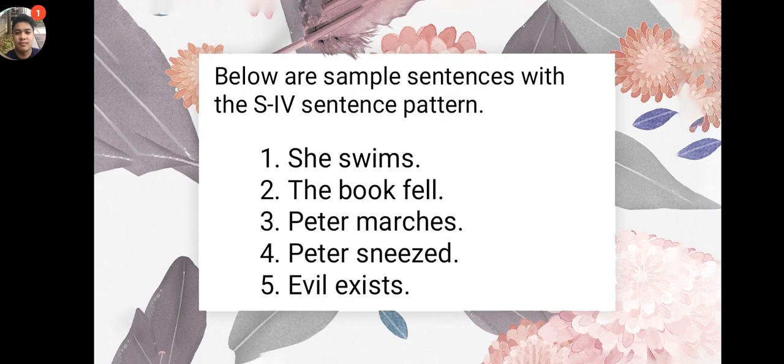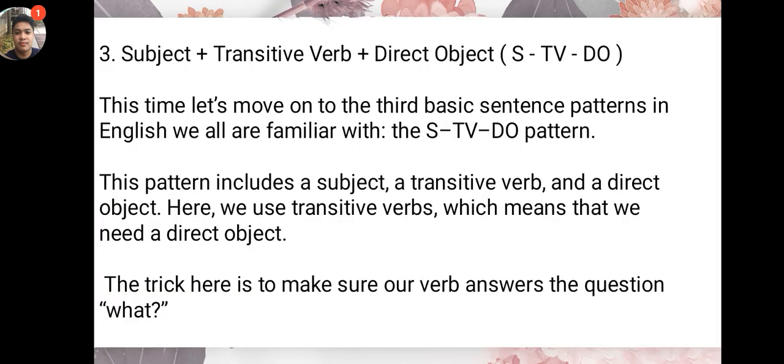She swims, the book fell, Peter marches, Peter sneezes, evil exists. We have a subject and an intransitive verb. She is our subject, and the intransitive verb is swims. The book is a subject, and fell is an intransitive verb, and so on. So let's proceed to the third one.